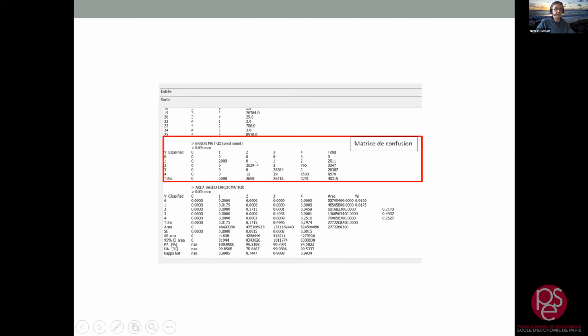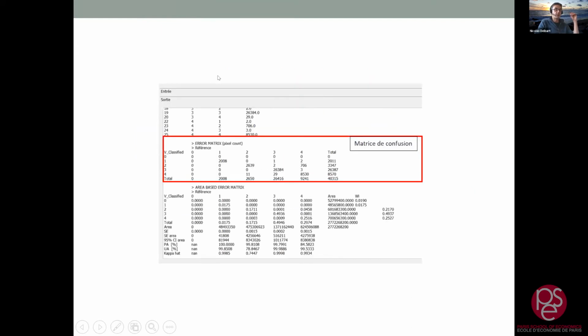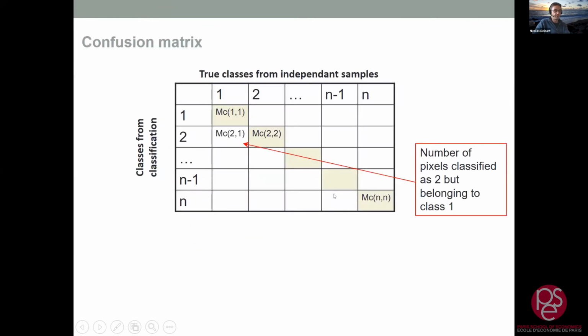And we will obtain something like that, which is what is called an error matrix or confusion matrix. In this matrix, we test, for example, here 40,315 pixels to know if the map is good.